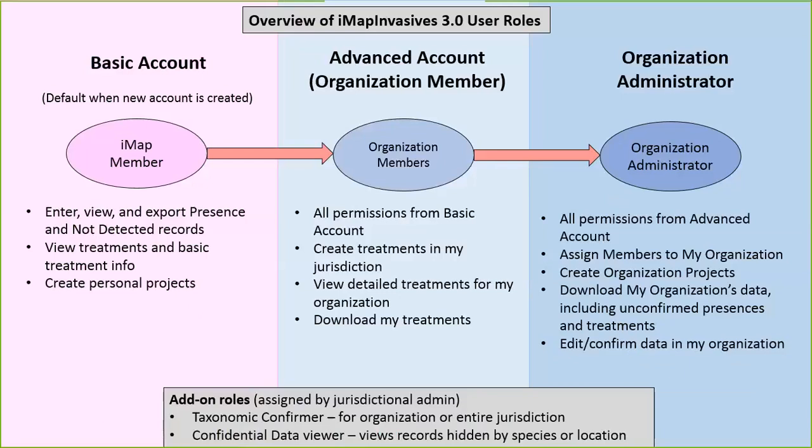And then there's also the confidential data viewer, and there are types of records within IMAP that are considered confidential, either by species or by location, by that individual record. There can be various reasons. You can actually set any of your own records to confidential, but once you do, those disappear from view, and they will disappear from your view as well unless you're a confidential data viewer. And we do have a very limited number that we're assigning to this role at the state level, so mostly within the state agencies. So keep that in mind as well.